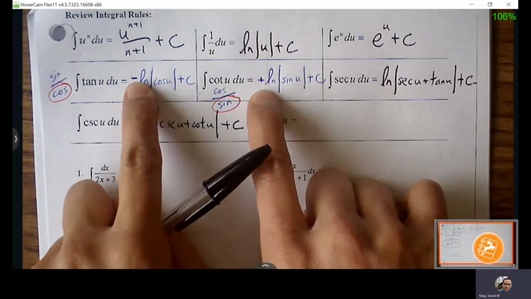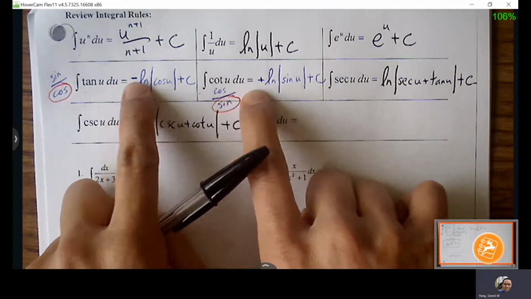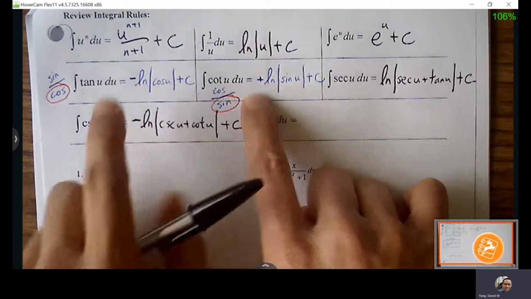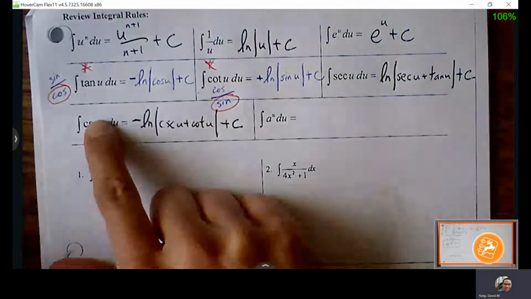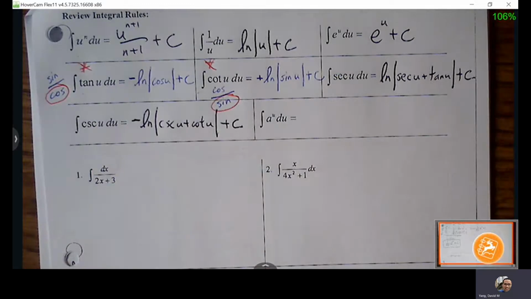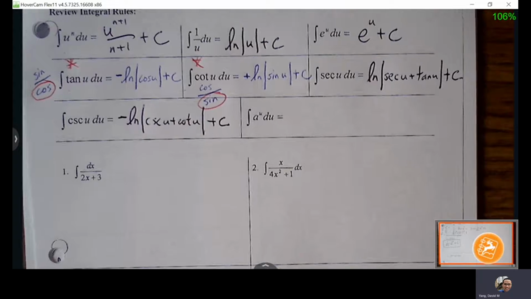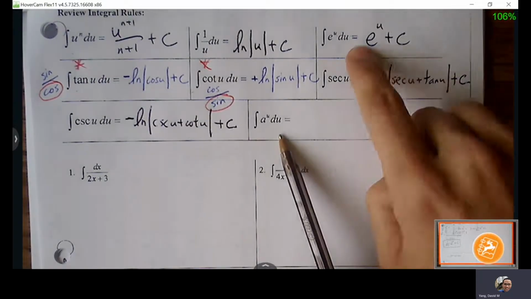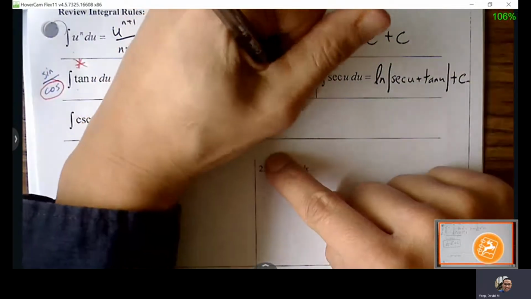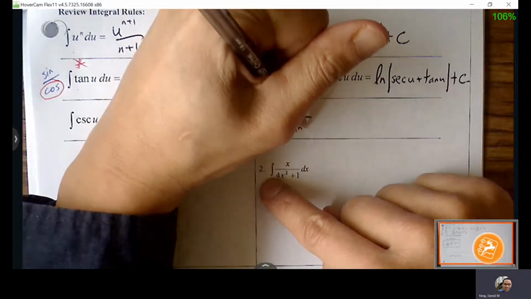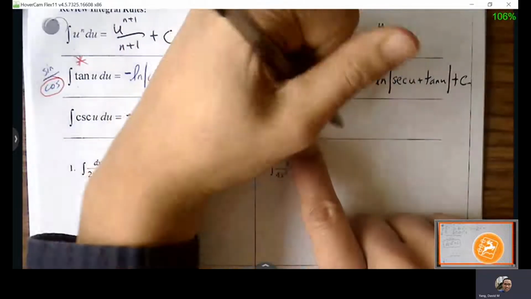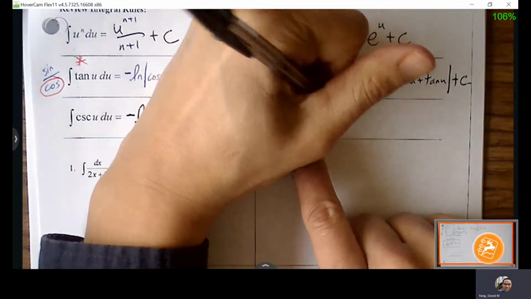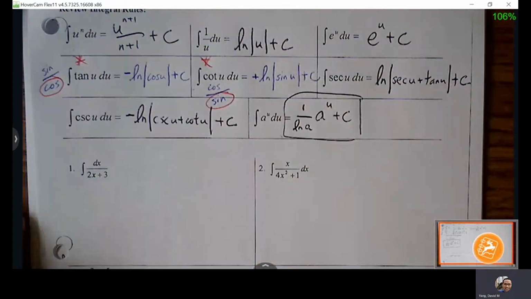The signs here really throw students off. So just put a star next to them and understand that those are easy ones to miss. Okay, a to the u, we just learned this rule. It looks a lot like e to the u, but there's a balancing coefficient in front, and then a to the u plus c.